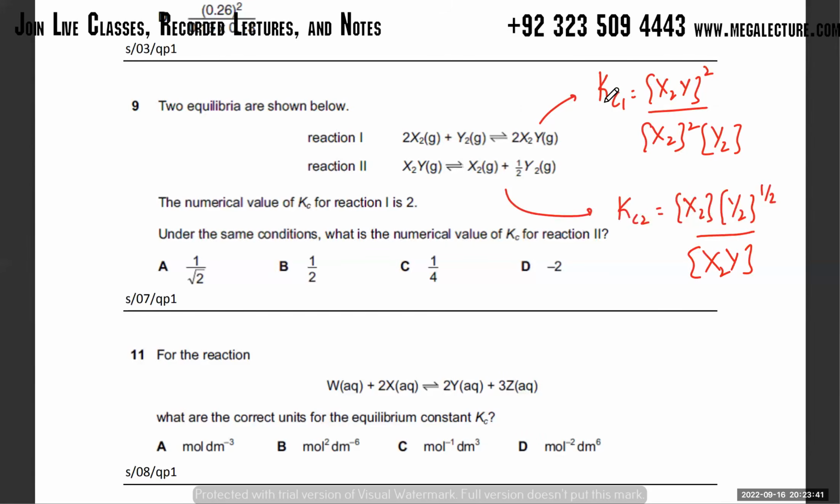Now, obviously the Kc expressions are different. The powers are going to be different because it's balanced differently. Plus the product and reactants are kind of switched. So the numerator in one is now in the denominator on the other one. So the values are going to be different. But the two values will be interlinked with each other. They will have a relationship between each other. Is that idea clear? The two values are different, but they have a relationship with each other. Is this clear?